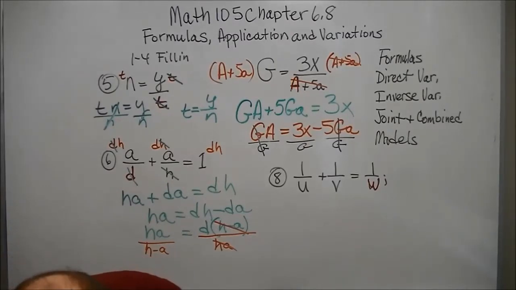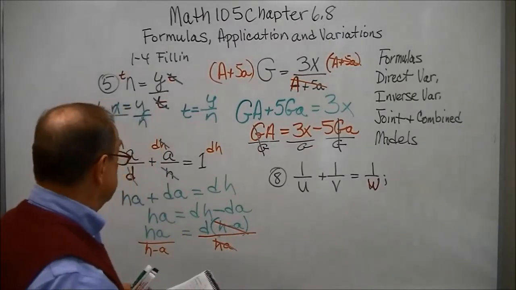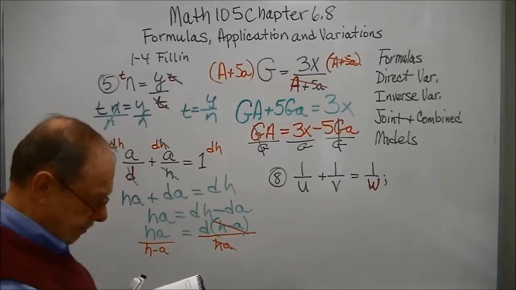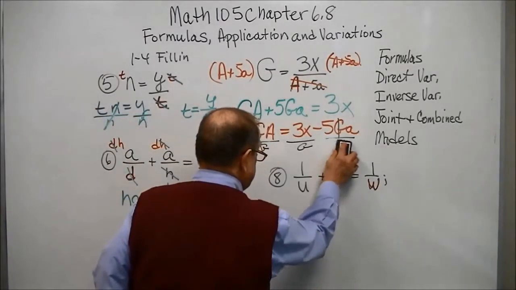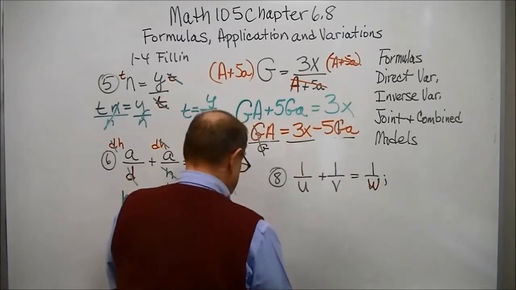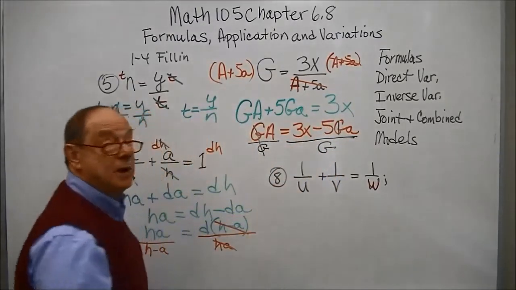Let me see here. This is number 7. Yeah, they want it all over G. But that way would be good too.